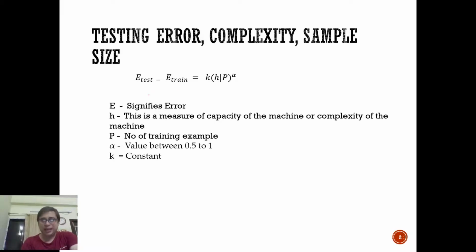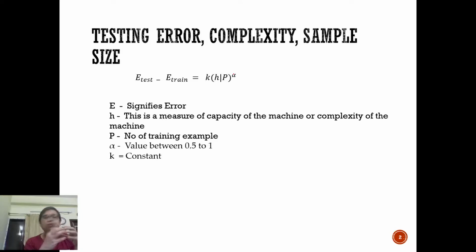E signifies the error. You see that E test minus E train is K times H by P to the power alpha. K is a constant, alpha has a value between 0.5 to 1, so you can think that it is domain specific or task specific. H is a measure of capacity of the machine or the model. You can roughly say that this is the complexity of the machine, maybe measured in terms of parameters. And P is the number of training examples.